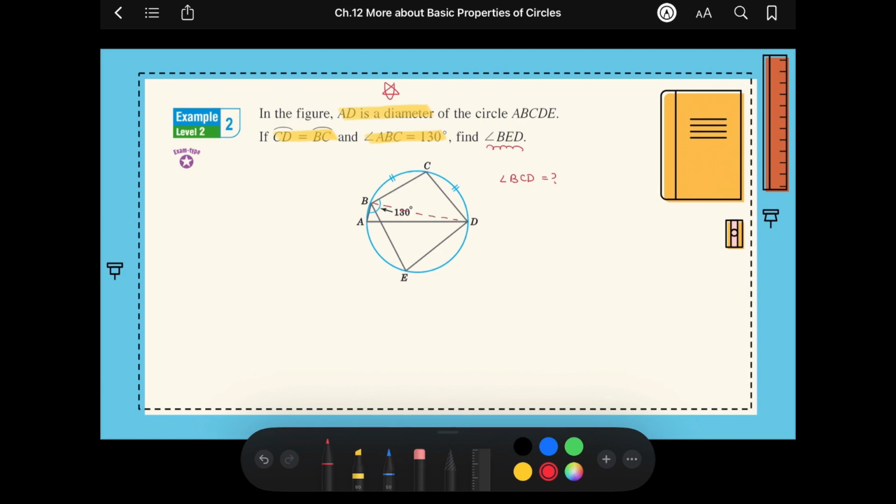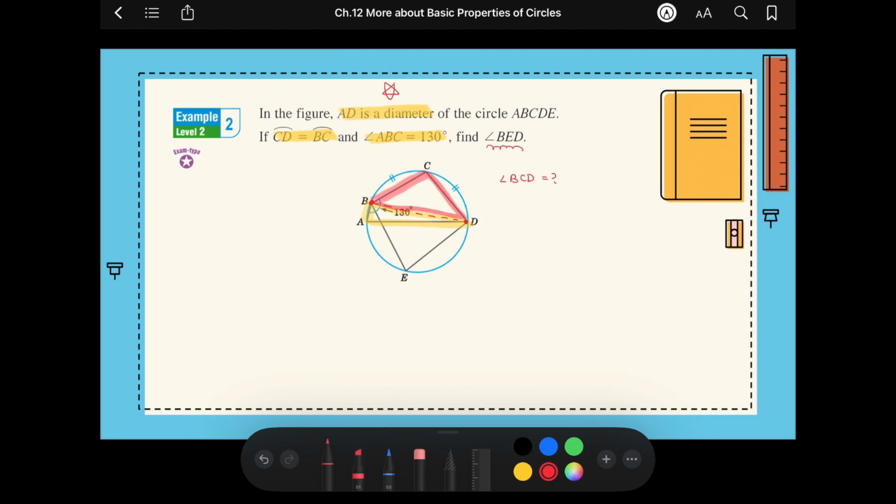So let's try to draw the line BD. We join the point B and D together. Then we got a line and we got two triangles, you can see. So let me highlight this triangle first. So you got one triangle here, and then you have another triangle here, isn't it?